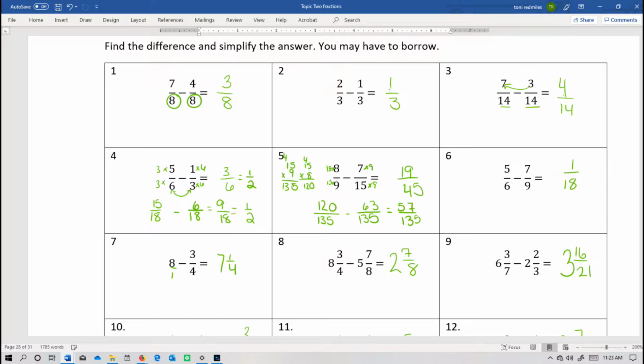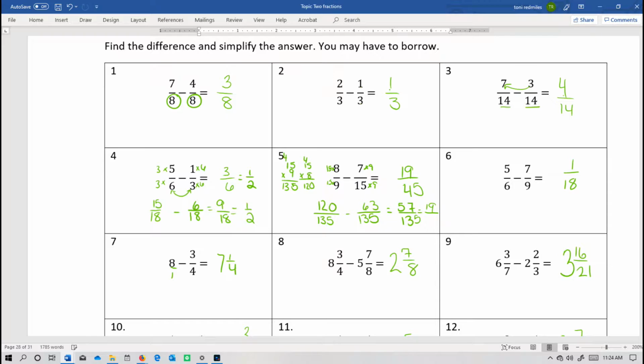Okay, so now here's the reducing. I have to reduce this. So I got to think of what are the common factors of 57, and it's always easiest to start with 2 and 3. So obviously 2 cannot go into this because it's not even, but 3 can go into it. I know that 3 can go into it because if I add the digits together, 5 and 7, I get 12, and 3 can go into 12.